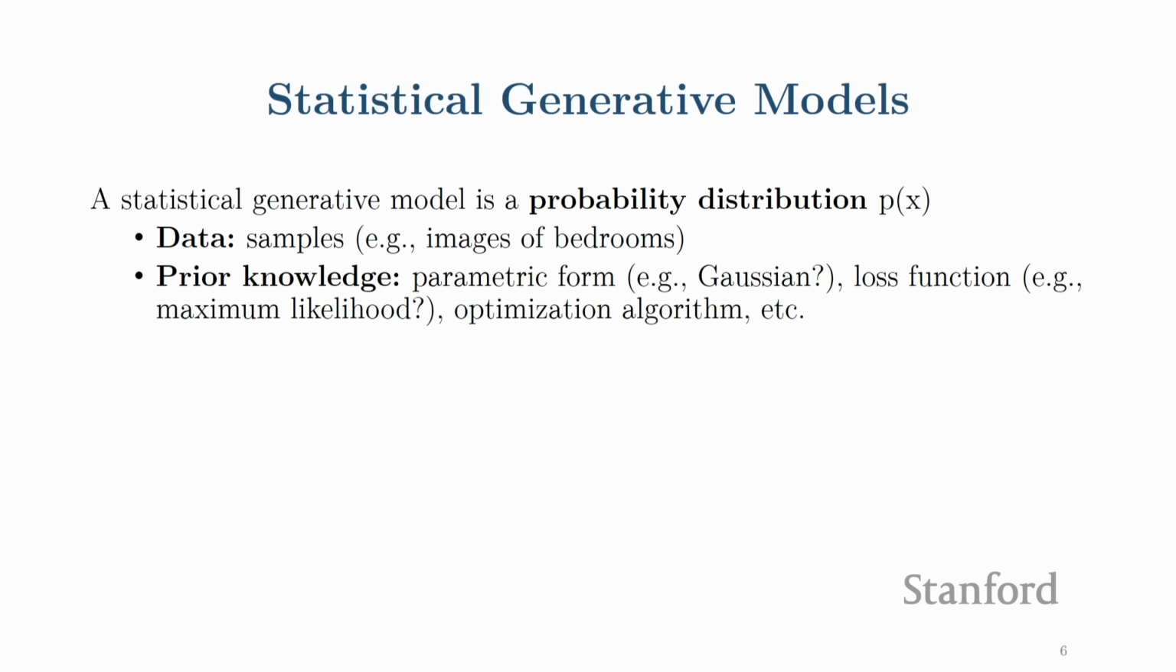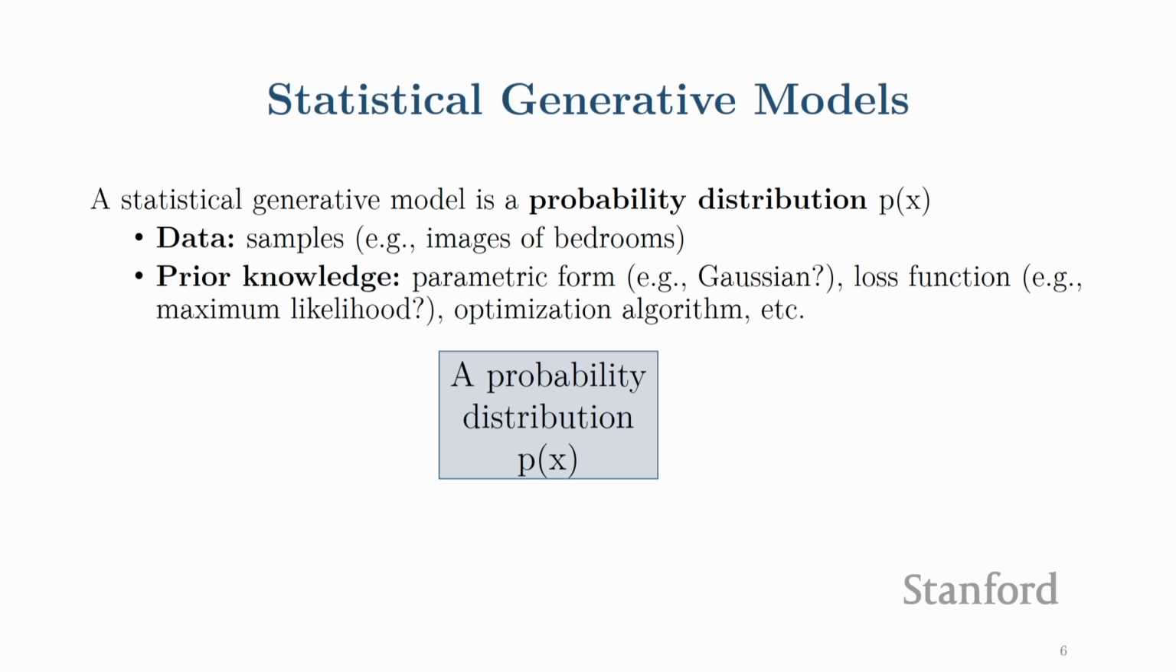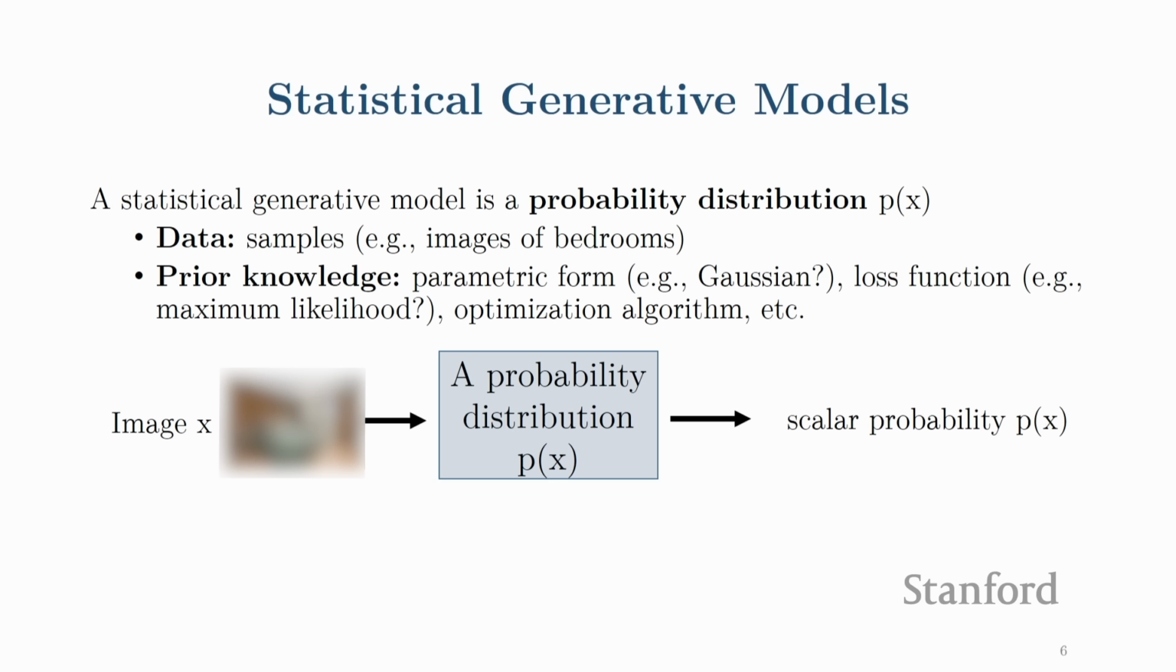statistical generative model. But at the end of the day, the abstraction is that we're going to be working with probability distributions. And you can just think of it as a function that takes any input x, let's say any image, and maps it to some kind of scalar probability value, which basically tells you how likely is this particular input image x according to my generative model.